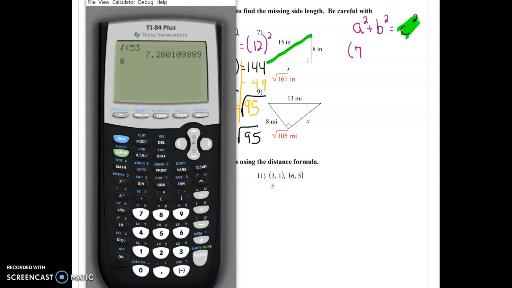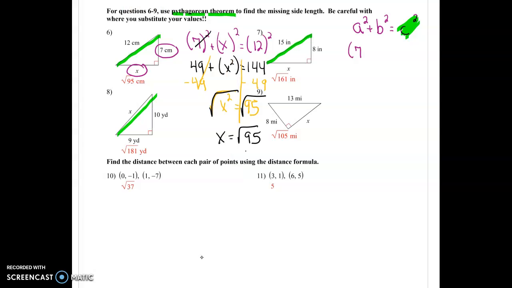But again, that decimal value, if I just hit second and x squared and type in my 95, then I'll see it's 9.747 if I round. So this is really great. This is all for number 6. So this is my x.